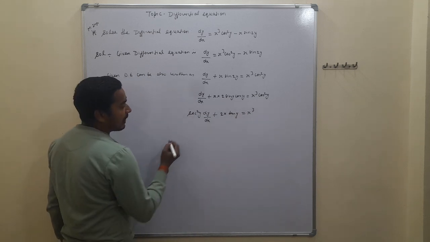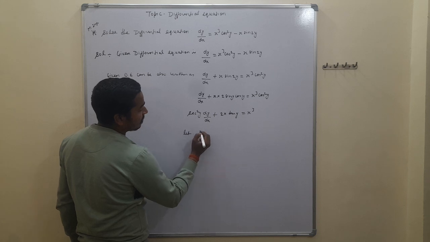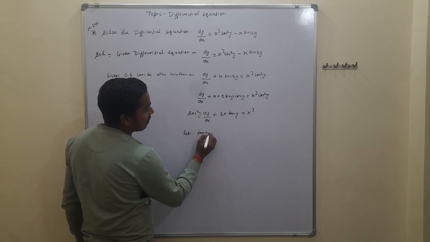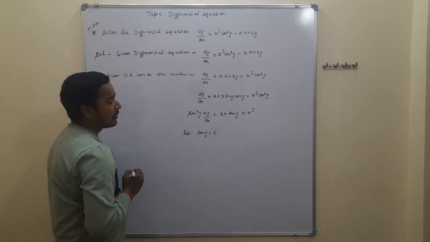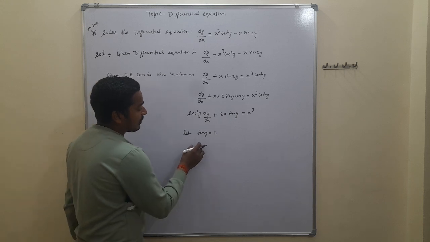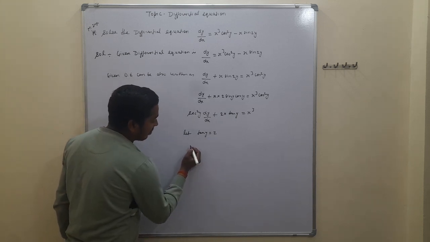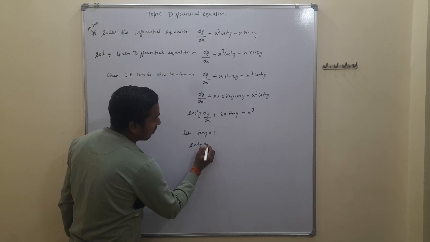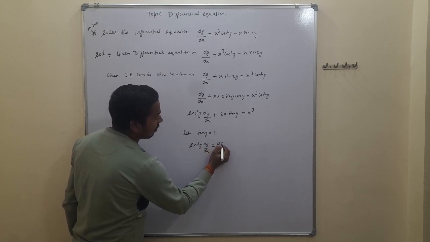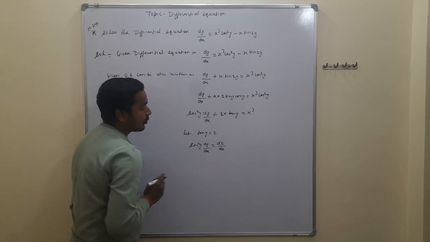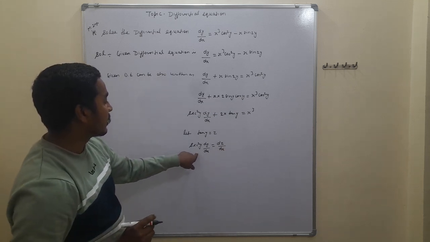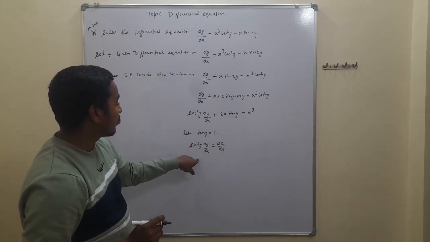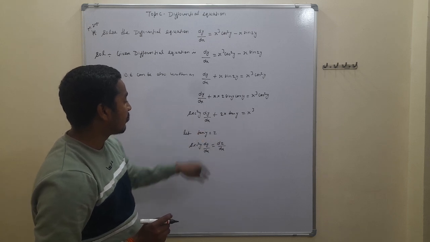Here we have to let tan y is equal to z. Differentiating here, this is given by tan y differentiating, this is sec square y dy upon dx and here dz upon dx. So we have to replace here sec square y dy by dx with dz upon dx.